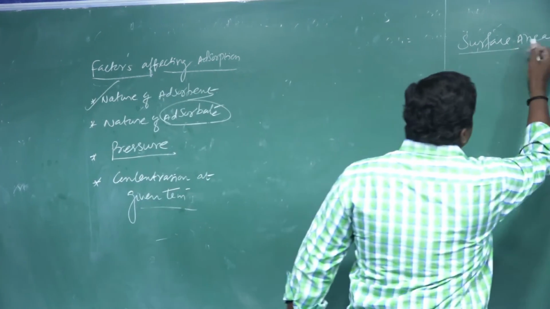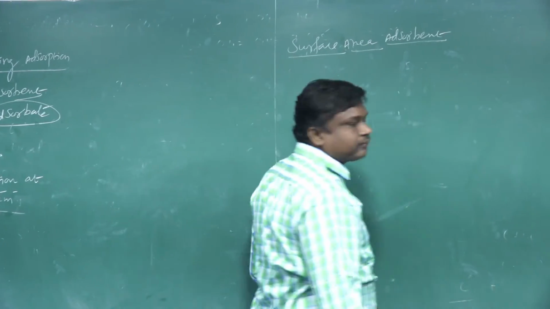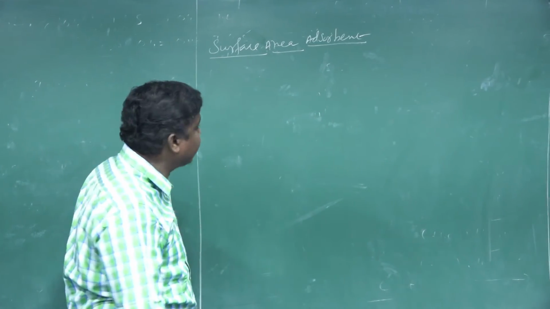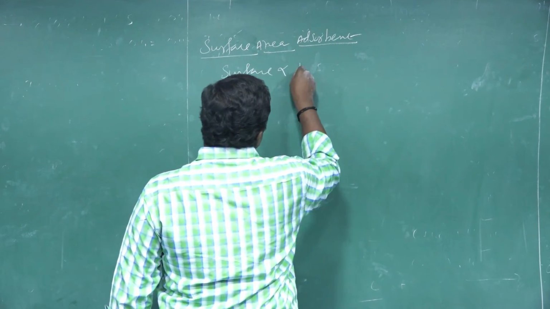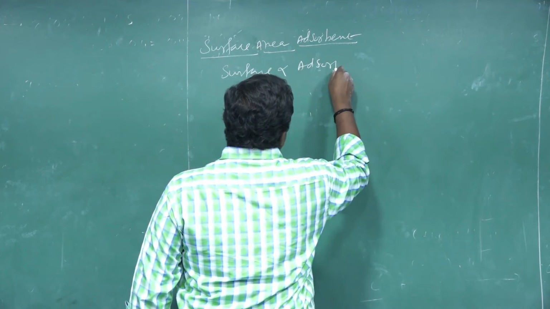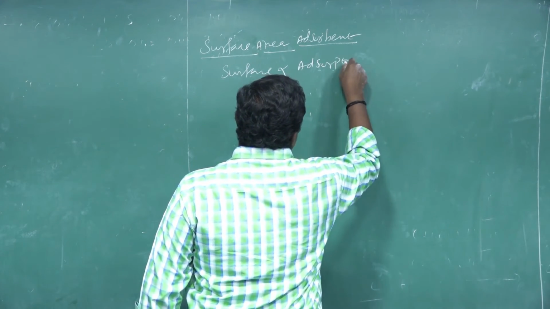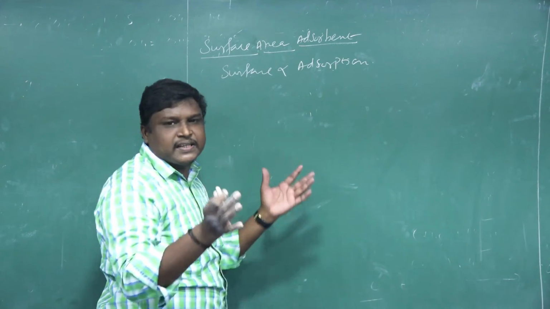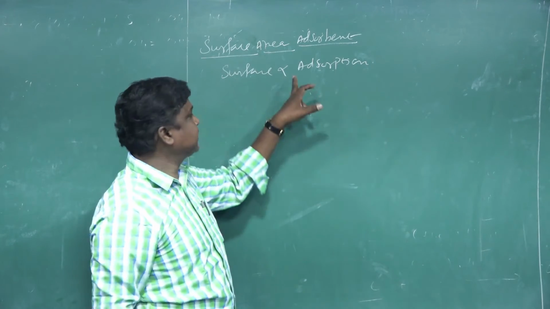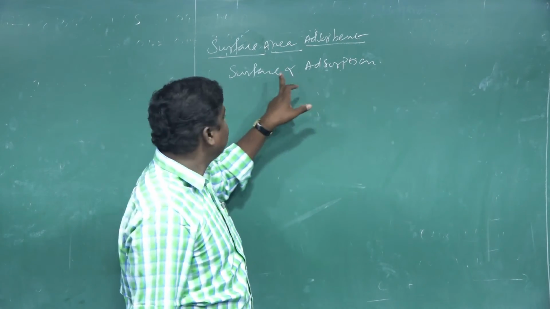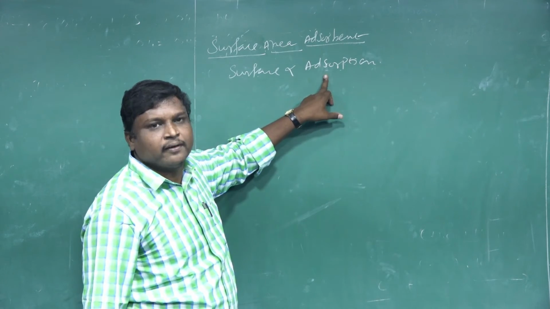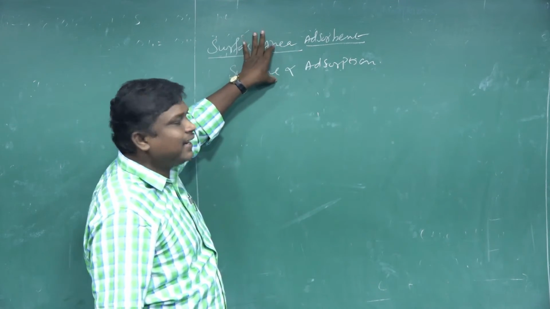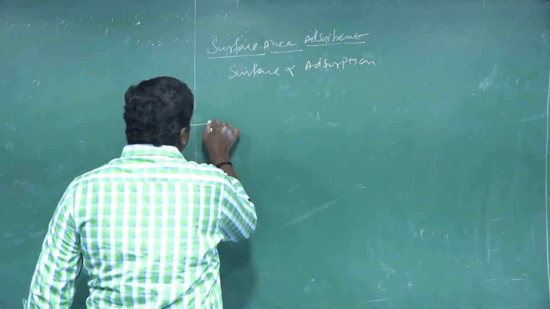First, the surface area of the adsorbent. Surface area is directly proportional to adsorption. The larger the surface area, the larger the adsorption. Okay. Second one, nature of the adsorbate.